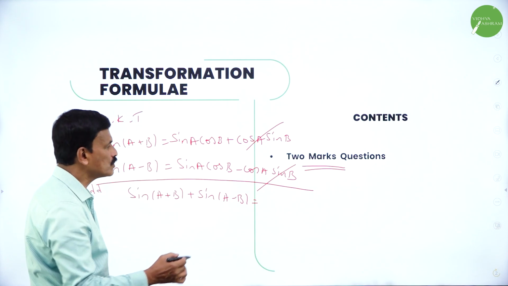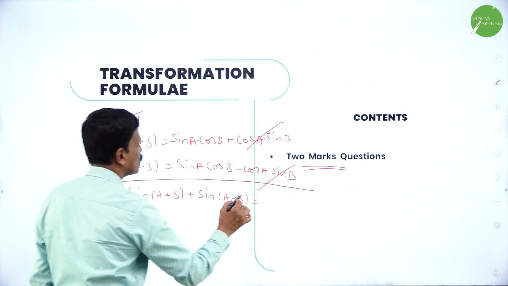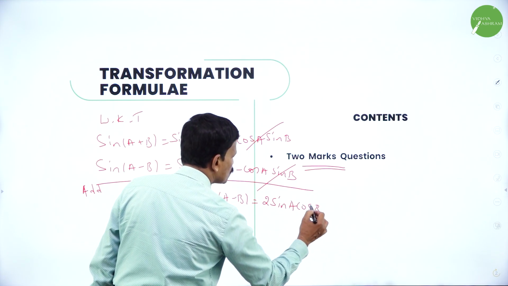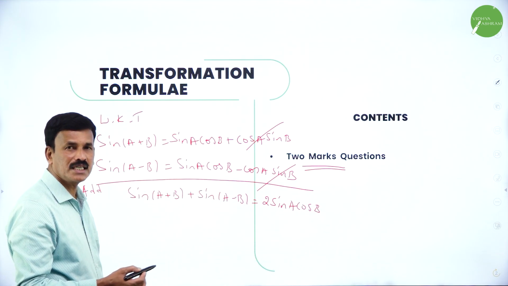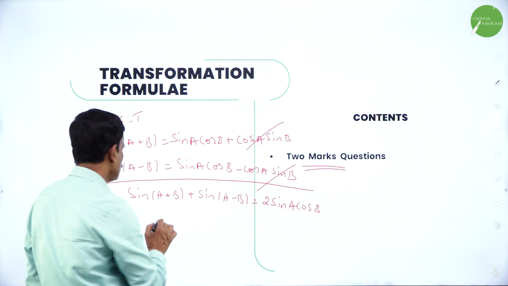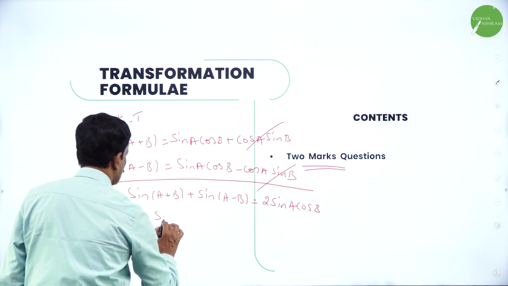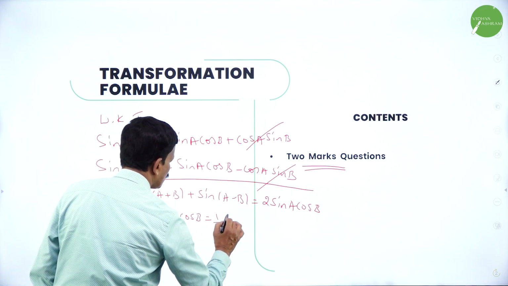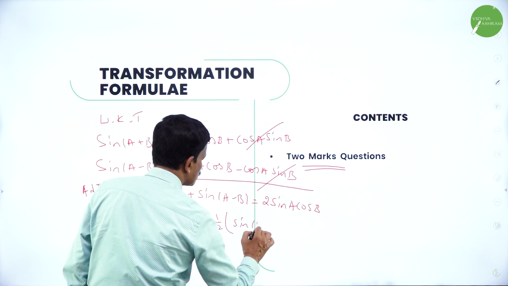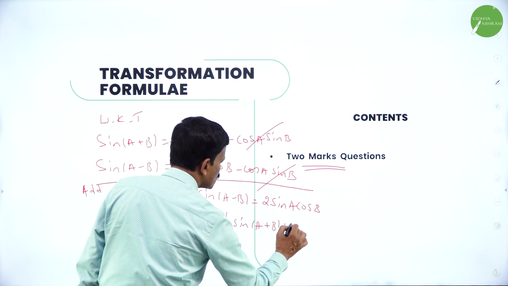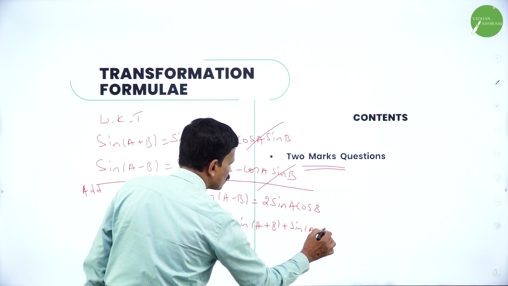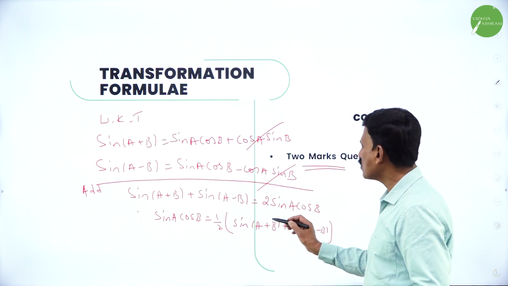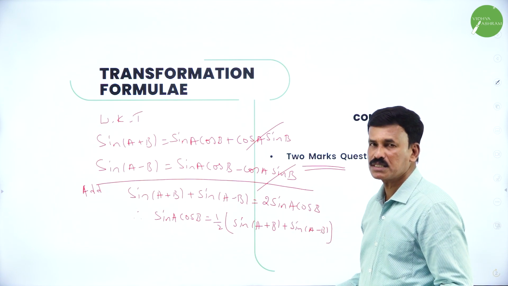So what is this equal to? Sin a cos b plus sin a cos b is equal to 2 sin a cos b. So sin(a+b) plus sin(a-b) is equal to 2 sin a cos b, or this sin a cos b can also be written as: sin a cos b is equal to half of sin(a+b) plus sin(a-b). This is one set of transformation. So that is sin a cos b is equal to half of sin(a+b) plus sin(a-b).